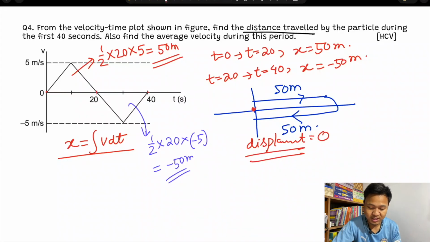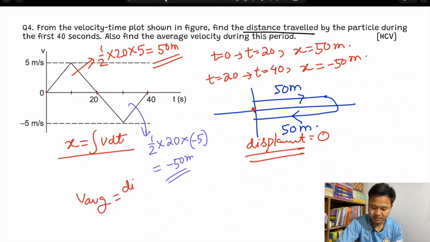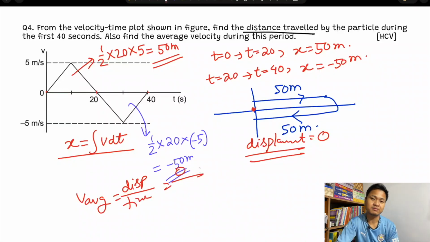Okay, the question is asking what is the average velocity during this period. The formula for average velocity is displacement divided by time. Displacement is 0, so it becomes 0. Average velocity is also 0.